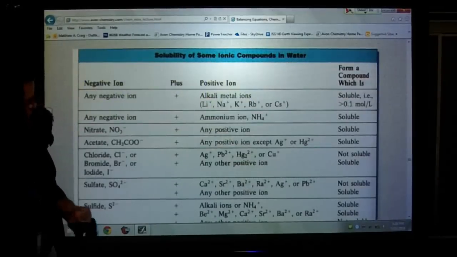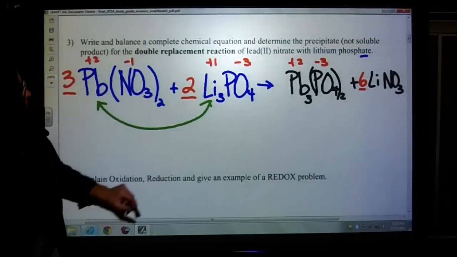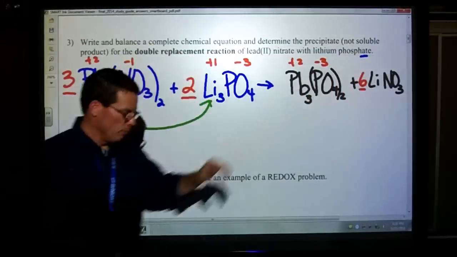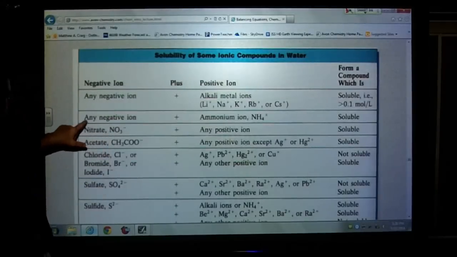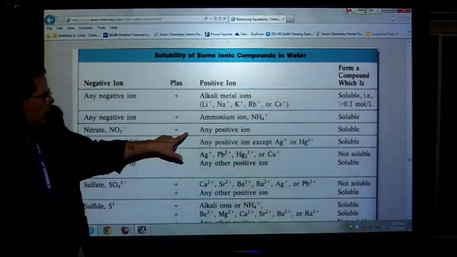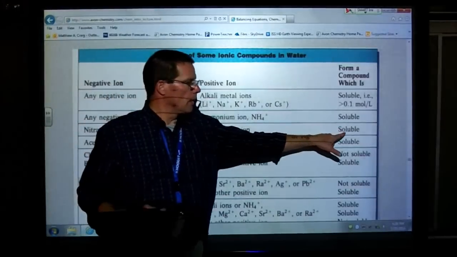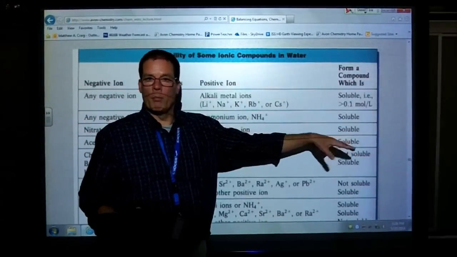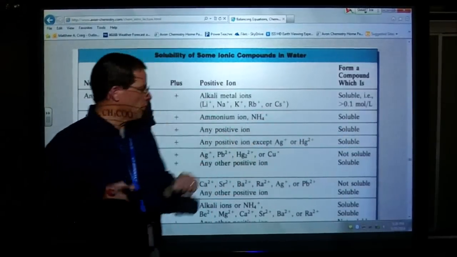And where are you? So let's look at the first one here, sorry. So let's look at lithium nitrate, since it's right at the top here. Nitrate, if it's with any positive ion, it is soluble. Soluble means clear, does not form a precipitate.